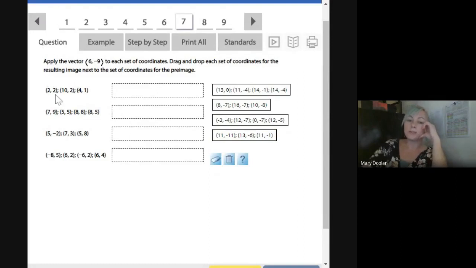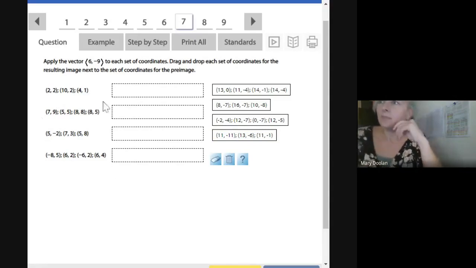So it says apply the vector, and then you have this vector notation of 6, -9 to each set of coordinates. Drag and drop each set of coordinates for the resulting image next to the set of coordinates for the pre-image. So these are the resulting images, and then these are the pre-images over here.